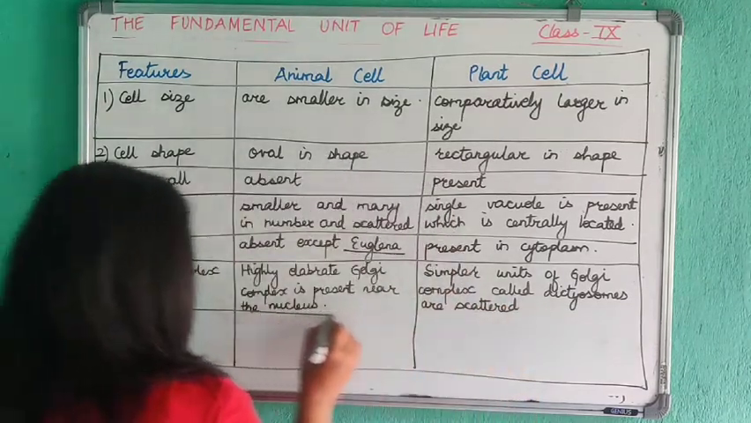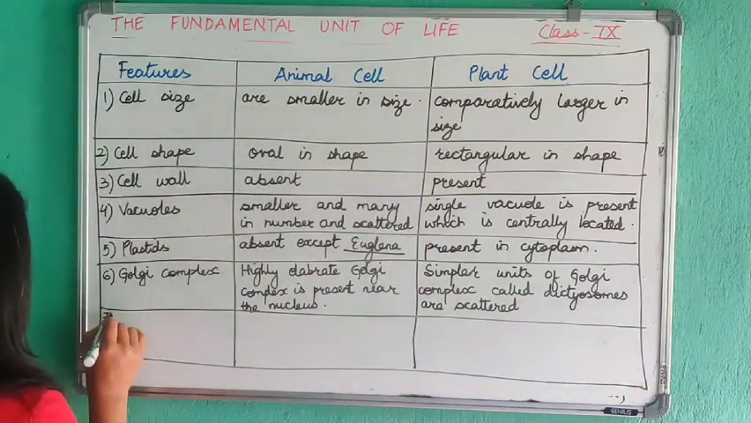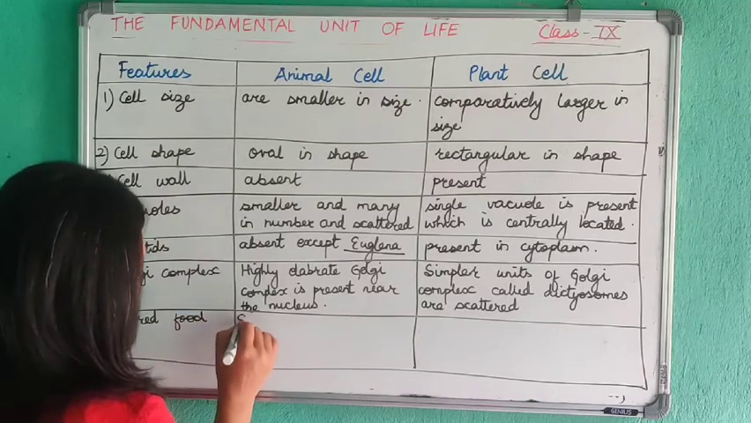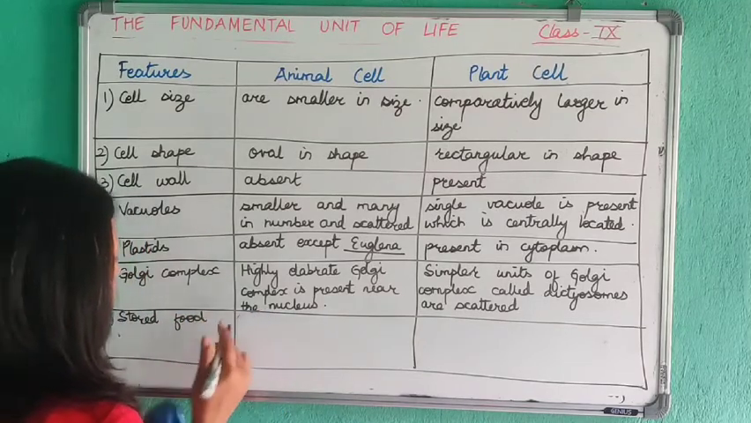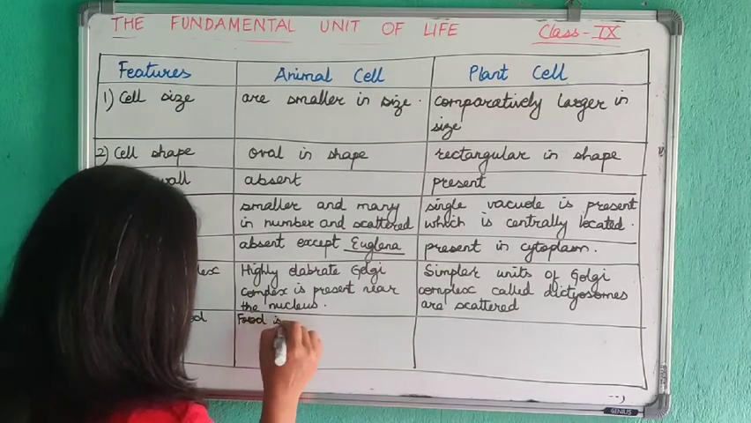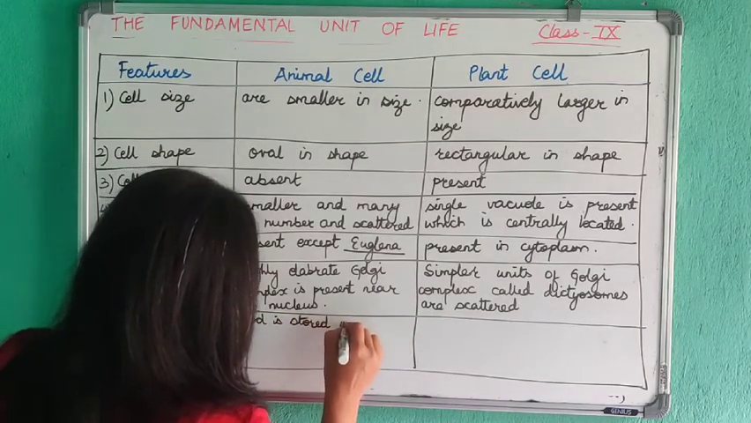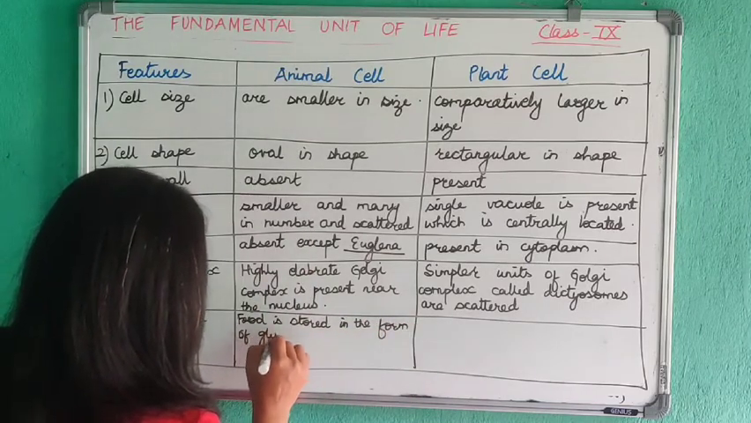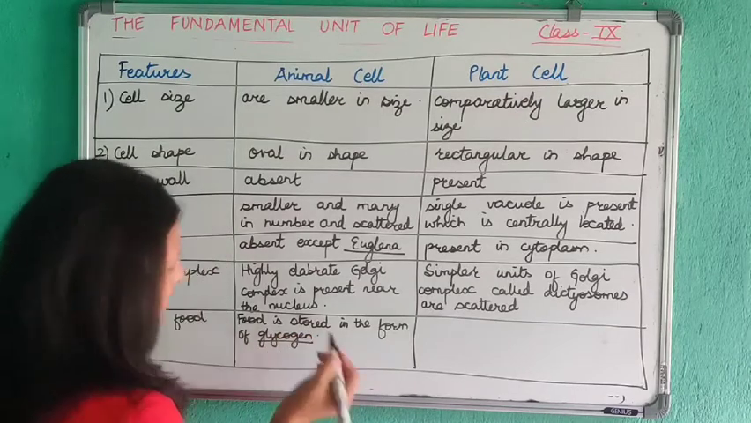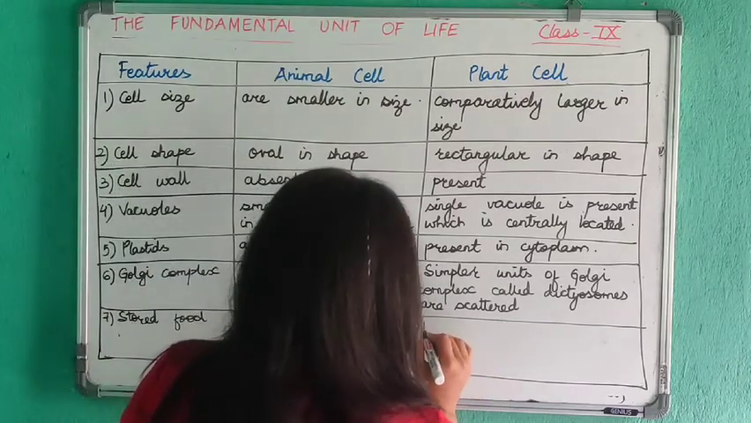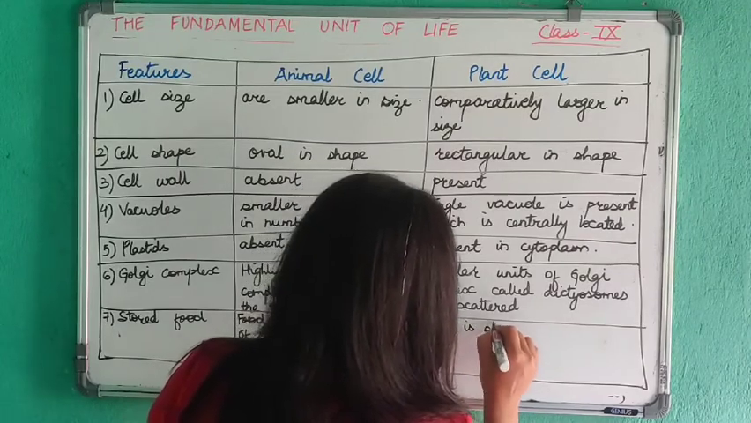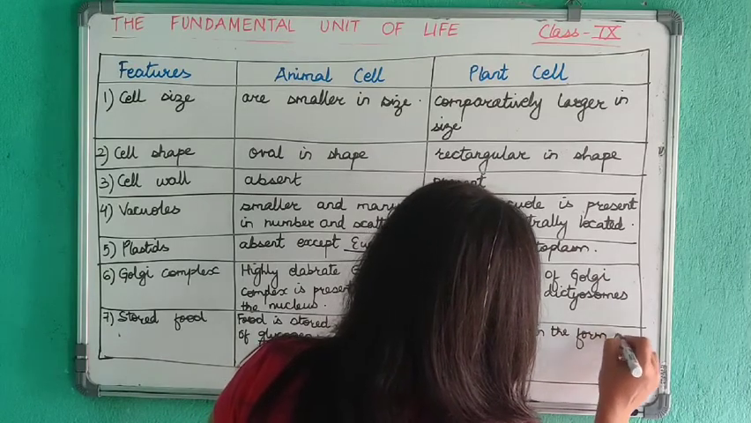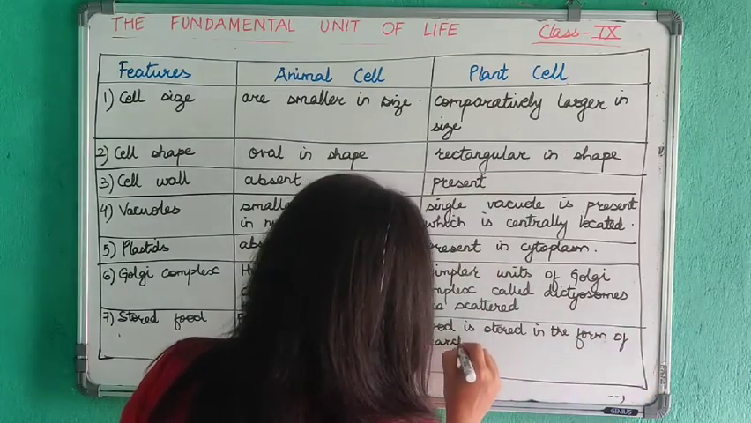Next difference is in the stored food. Food is stored in the form of glycogen in animal cell. It is stored as glycogen in animal cell, but in plant cell food is stored in the form of starch. In the form of starch.